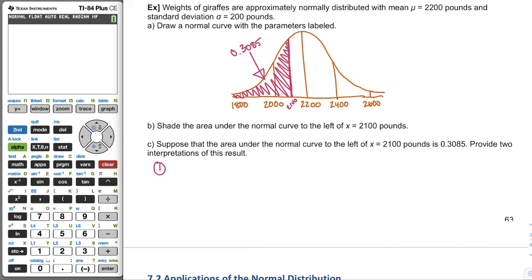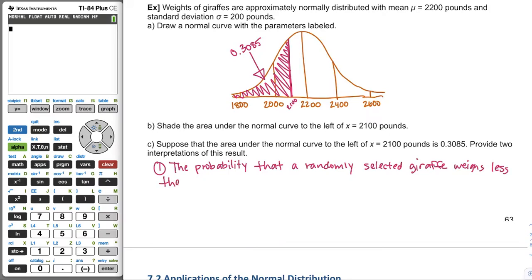We'll do probability first. The probability that a randomly selected giraffe weighs less than, and I'm saying less than because we're shaded to the left, weighs less than 2,100 pounds is 0.3085. So that is the probability interpretation.